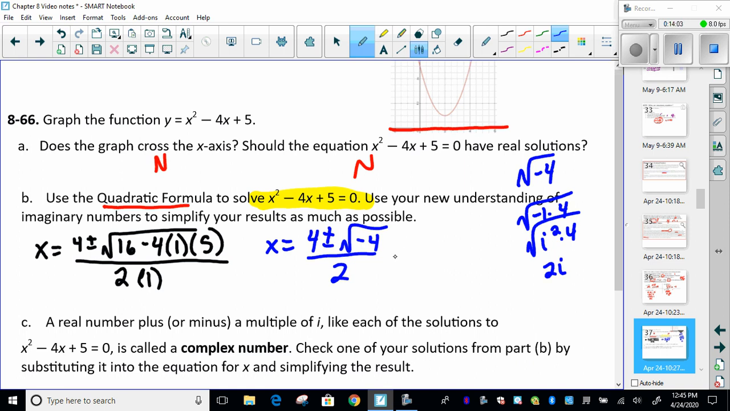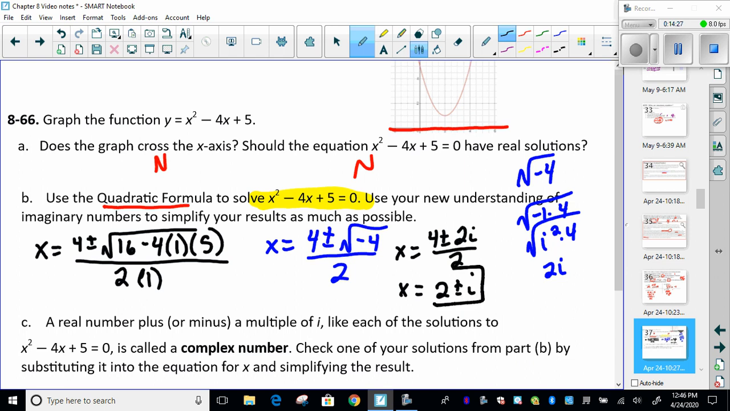So therefore, x equals 4 plus and minus 2i all over 2. So we're simplifying our radical down. And lastly, we have to simplify that. You can either think about factoring a 2 out of the top or dividing each of these parts by 2. Therefore, x equals 2 plus and minus i.